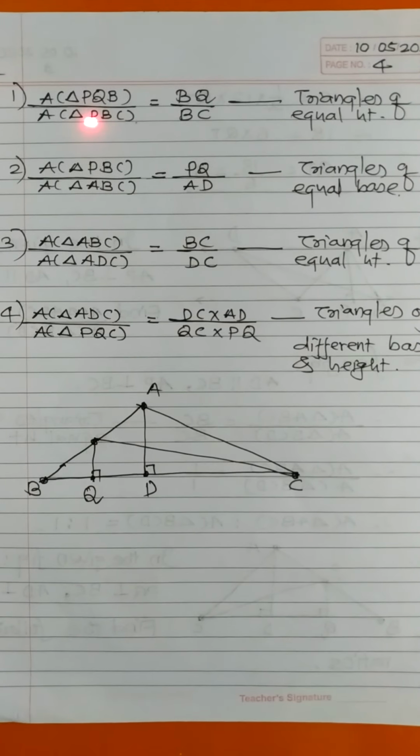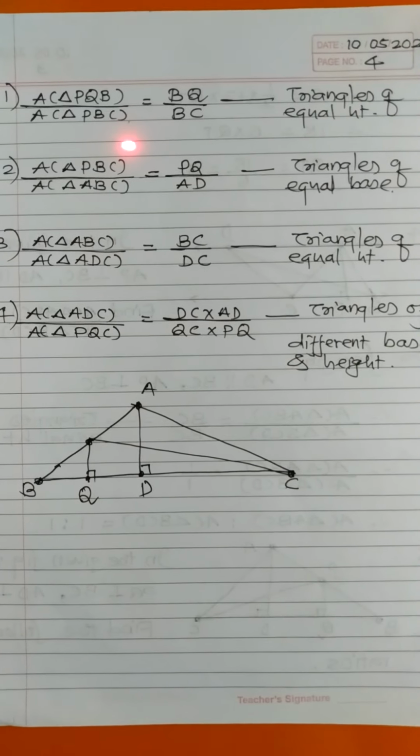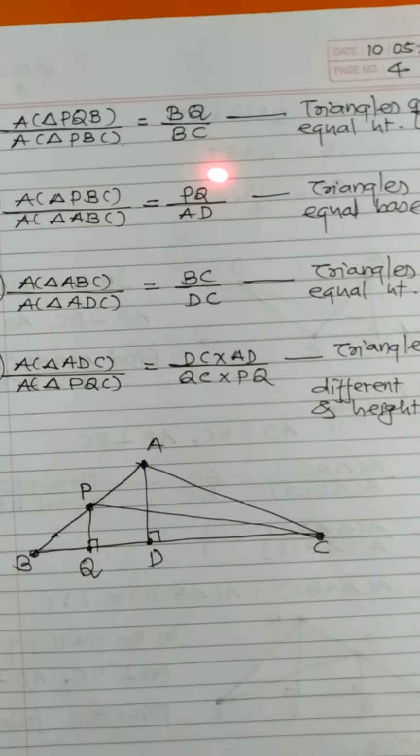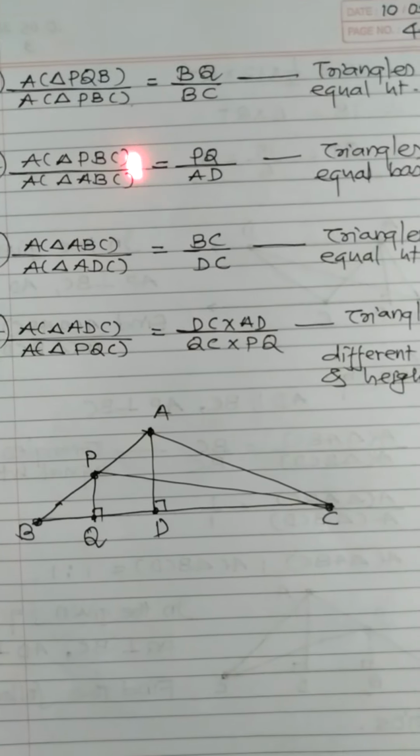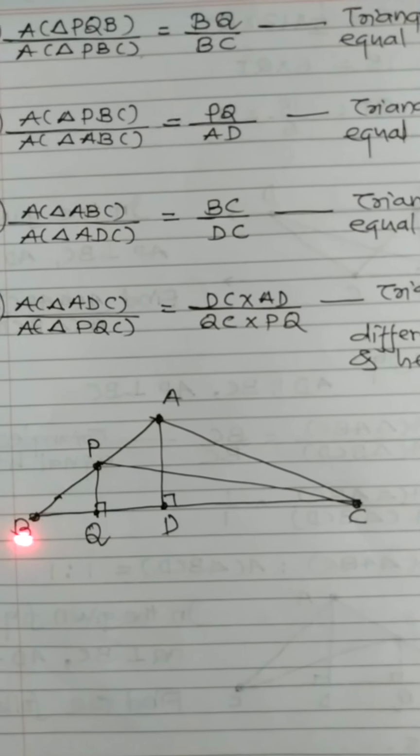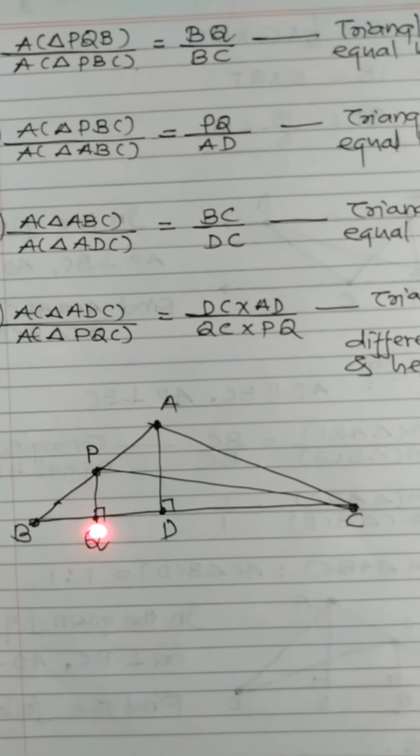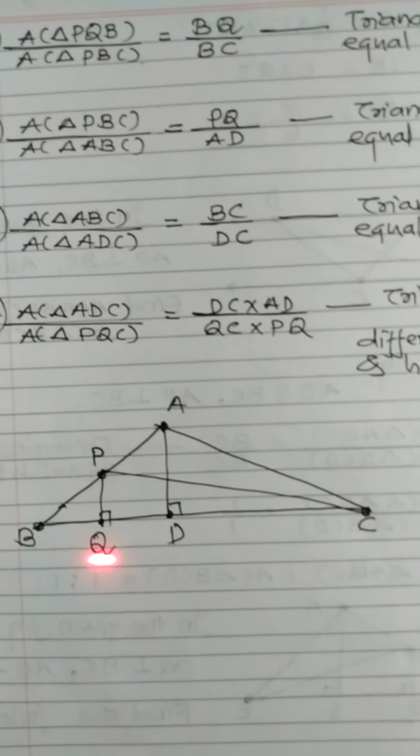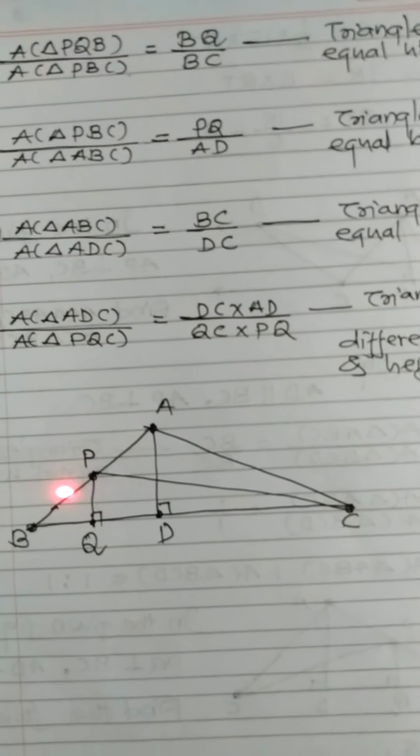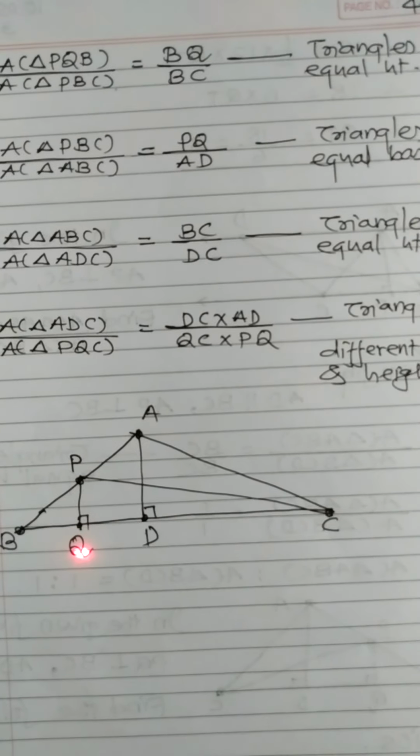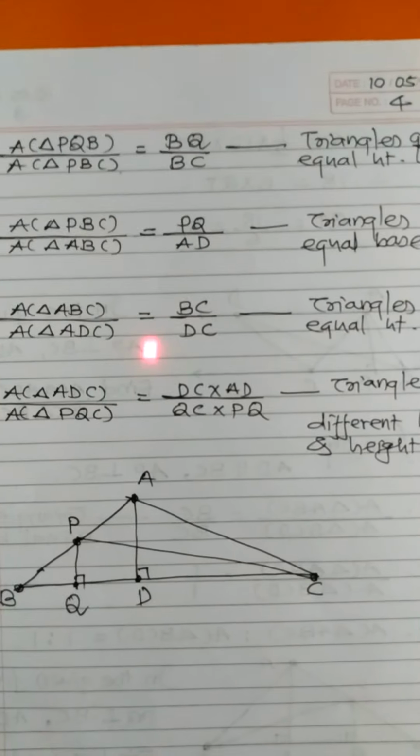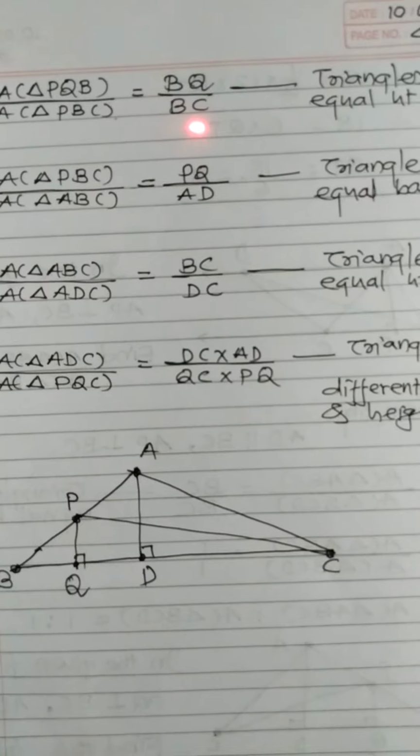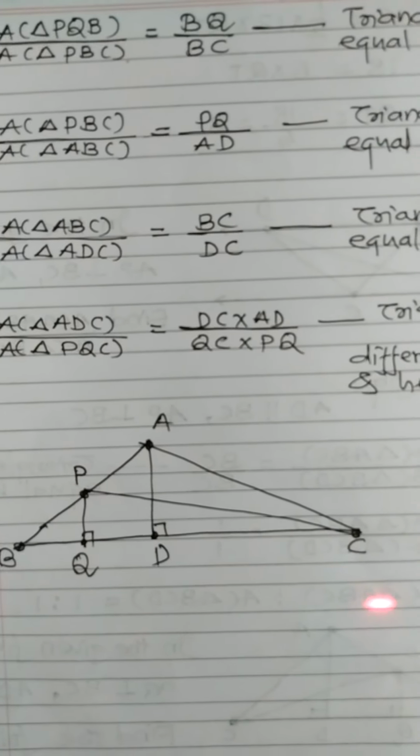First ratio: area of triangle PQB upon area of triangle PBC equals BQ upon BC. As we observe, look into PQB: BQ is the base and PQ is the height. In PBC, BC is the base and PQ is the height. That means the height is the same. So what property can we use? Triangles of equal height have areas proportional to their corresponding bases. So what is the first answer? BQ upon the total BC.